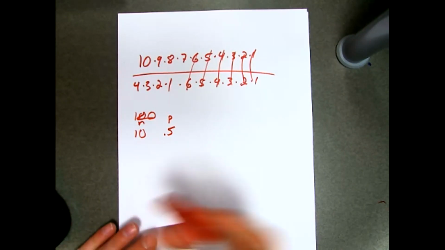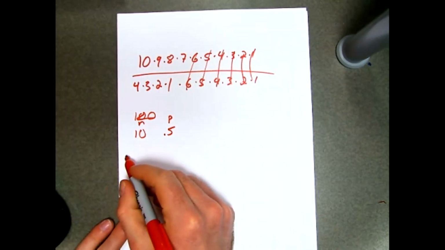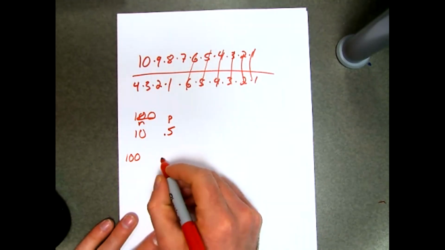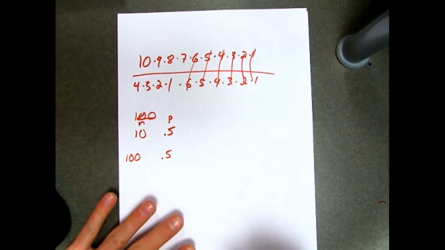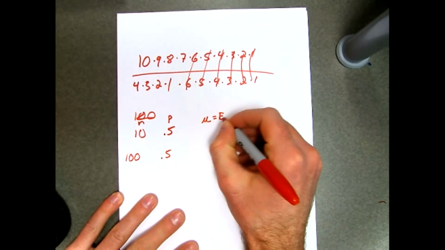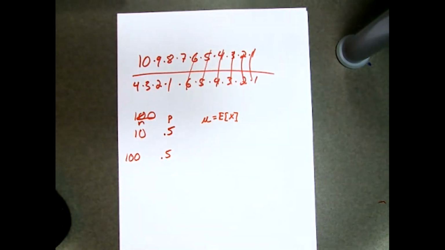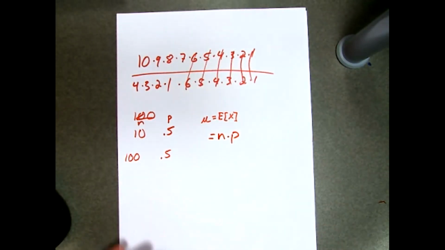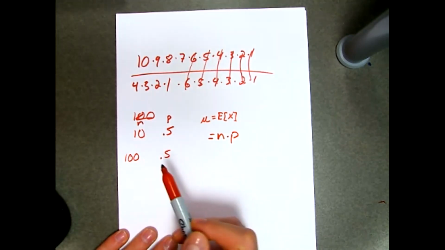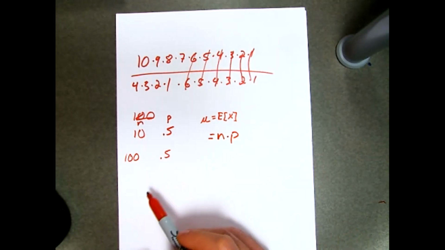The most likely outcome would be 5, right? So what if I flip a coin 100 times, what's the most likely number of heads that come up? 50. So what are you doing in your head there? You intuitively kind of know what the expected value should be. Well, another word for the expected value is just the mean of this random variable x. So the way that we're going to find the mean is actually just n times p. That's what you were doing in your head. 10 times 0.5 gives you 5. 100 times 0.5 gives you that 50.